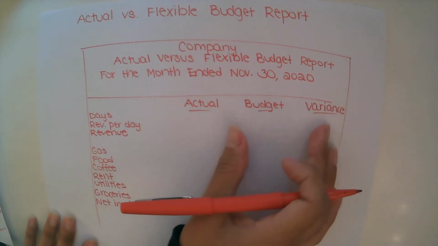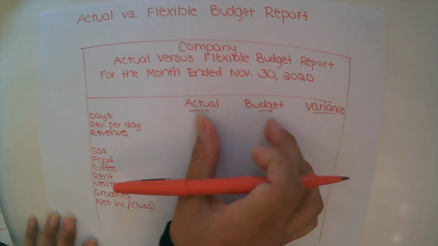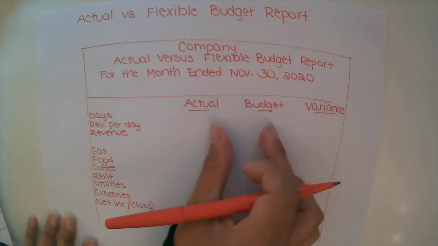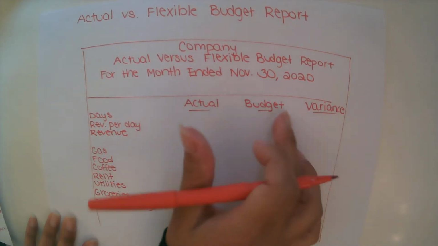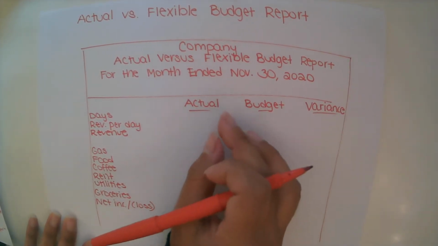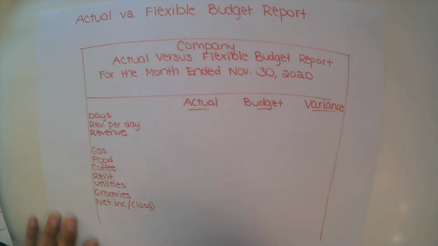The order of these columns does not matter. I mean, variance always comes last. It's actual and budget. Your book shows it in this order, so I'm following that. Other textbooks will have the budget first, then the actual. So please don't freak out if you see it in the opposite order. It does not matter. Just make sure the variance is the difference between the two.